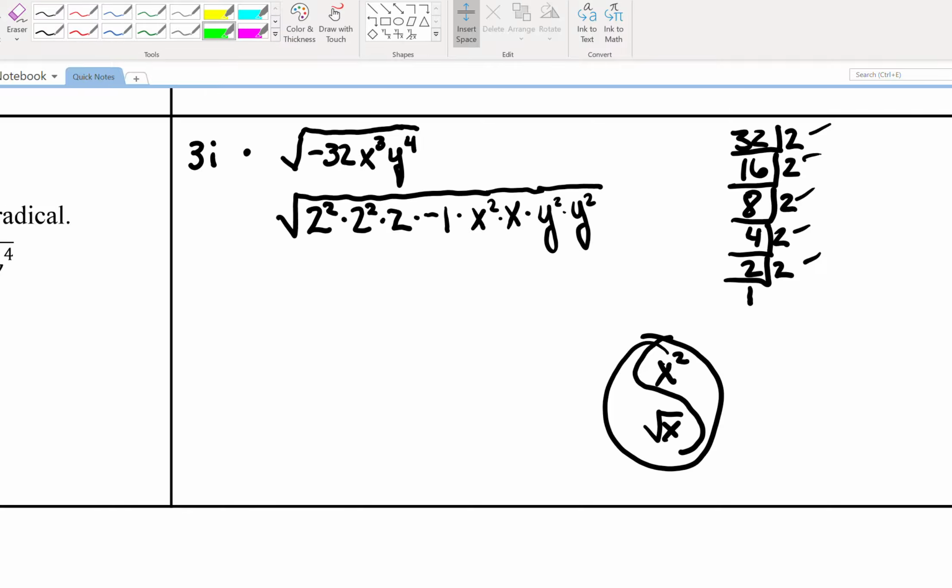And so I'm going to highlight that this is coming out, this is coming out, this will come out as the i, the x squared comes out, this y squared will come out as a y, that y squared will come out as a y, and this 2 and this x will not. And so what do I get as a result?